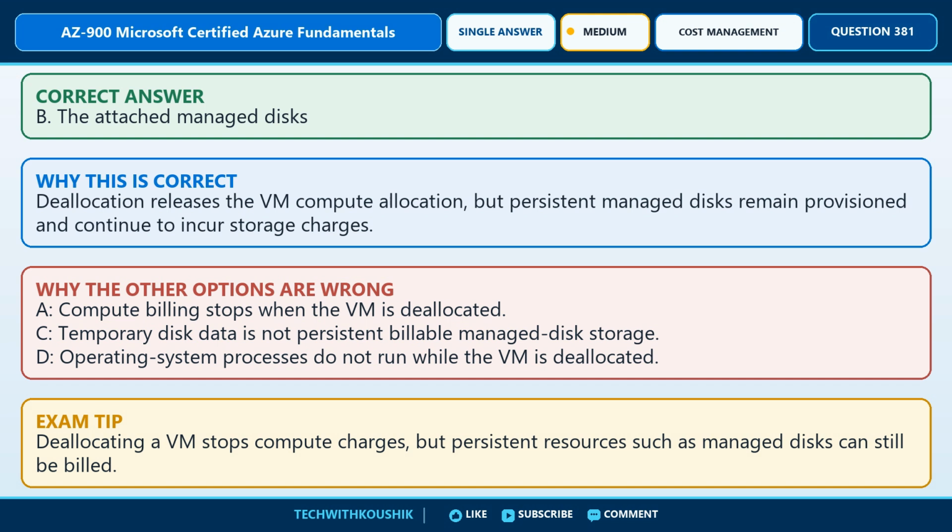Let's quickly check the incorrect choices. A. Compute billing stops when the VM is deallocated. C. Temporary disk data is not persistent billable managed disk storage. D. Operating system processes do not run while the VM is deallocated. Here's a useful exam tip. Deallocating a VM stops compute charges, but persistent resources such as managed disks can still be billed.